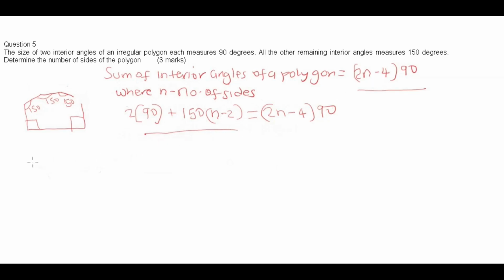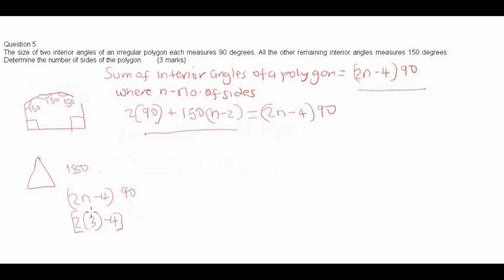Take for example a triangle. We know that a triangle has 3 sides, so if you want to prove that the formula works, we know that the sum of the angles of a triangle is 180. So let's prove it. This is the sum of the interior angles, (2n minus 4) times 90. We equate n to 3 and see if it will give 180.